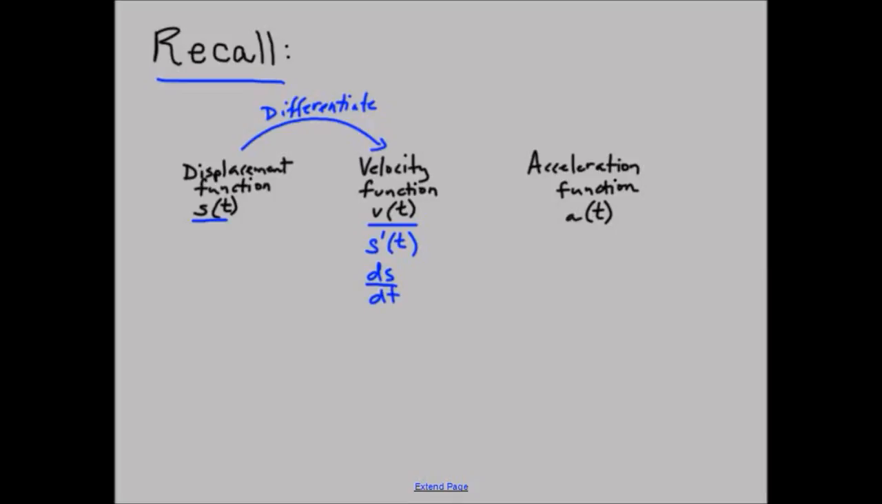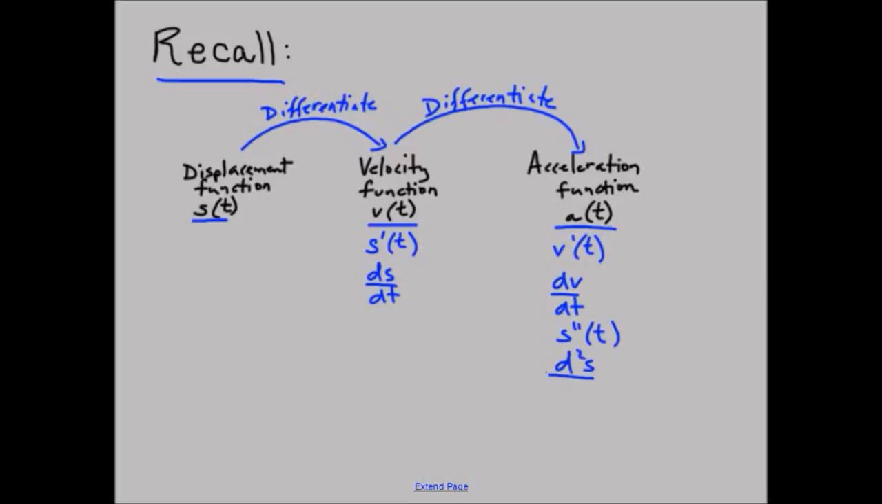Okay, if we then take that velocity function and differentiate it, we end up with an acceleration function. We could also call that acceleration function the first derivative of the velocity function, or dv dt, or we could call it the second derivative of the displacement function, with either of those symbols, notations.